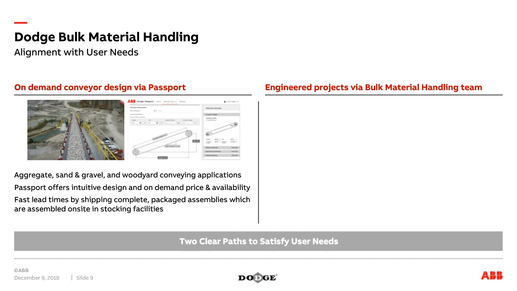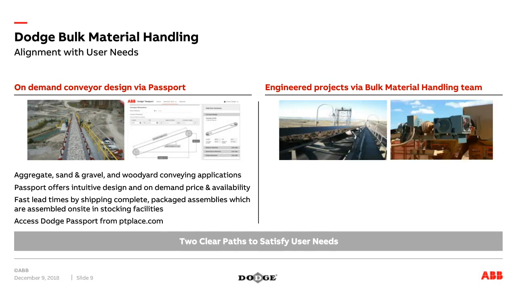As I mentioned a second ago, Dodge Passport can be accessed from ptplace.com. Additionally, on the right-hand side, you see designing conveyors through engineered projects, through our bulk material handling team at headquarters. In this scenario, these would be applications above 800 PIW, above 3,500 foot long conveyors. So usually higher horsepower, larger mining applications.